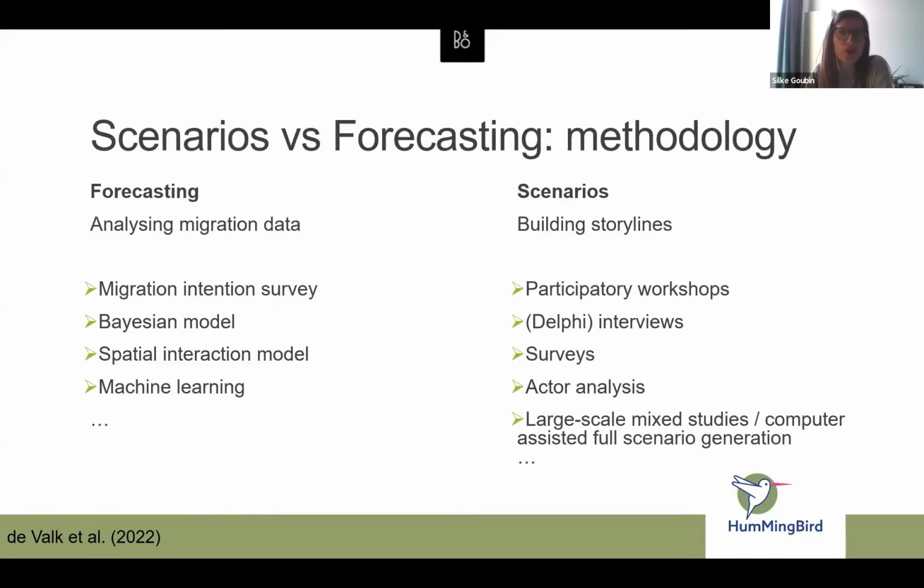Also, just in general, the way in which those two have been developed over the years is very different. Scenarios, qualitative data, most of the time; forecasting, quantitative data. Now, of course, in HumMingBird, we use both sets of data, and we argue that it's important to have both views, both more quantitative and qualitative, within scenarios to actually make scenarios future-proof.